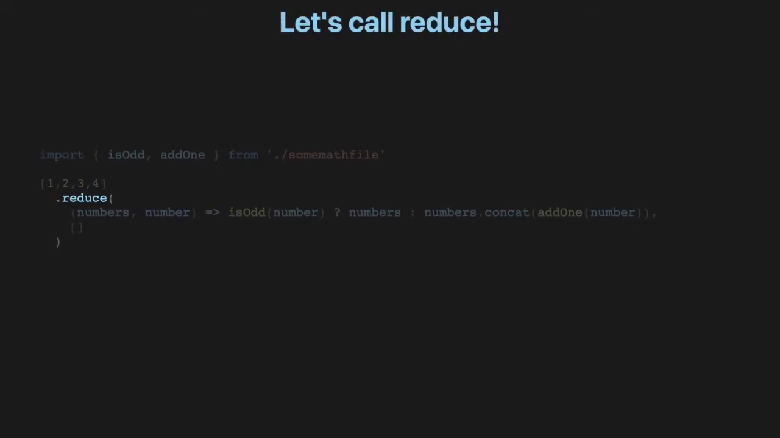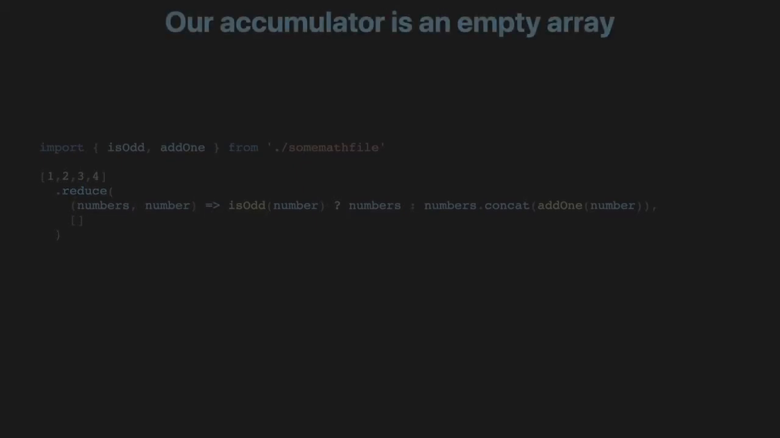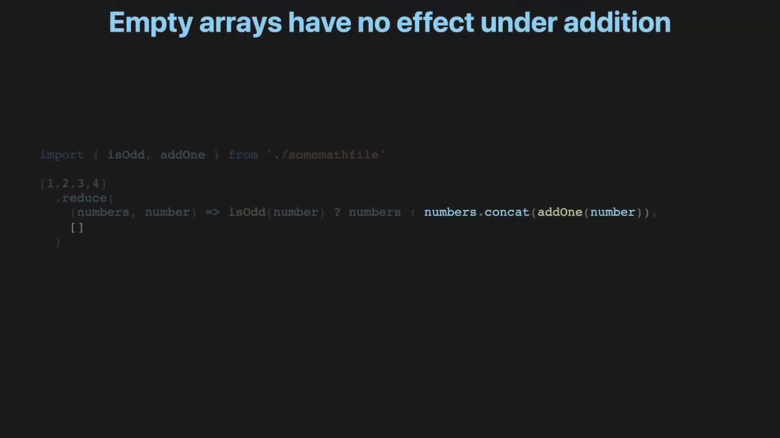And we still have our array, just imagine that it's a larger array. And we're going to go ahead and call reduce on it. But as always, we need to think about what our accumulator is. It's an empty array. But why? Well, remember that empty arrays have no effect under addition. If you add an empty array to a non-empty array, it doesn't change the non-empty array.